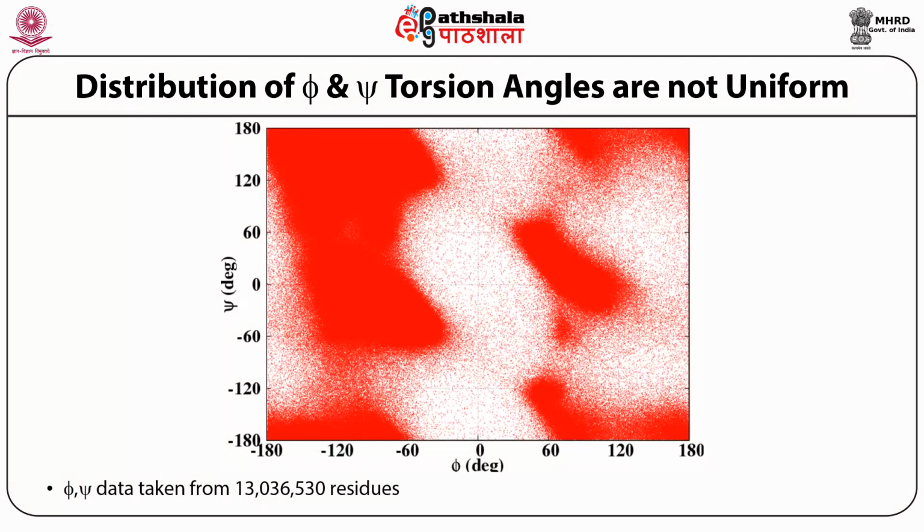Now, in this figure, I took a very large number of proteins, about 90,000 proteins, and from there I extracted the phi and the psi angles for the individual amino acids. As you can see, more than 13 million amino acids have been taken, and for each phi and psi a little dot has been made. So there are 13 million dots in this figure, and you see the variation of the phi and psi torsion angles found in about 90,000 proteins. It's a very large number.